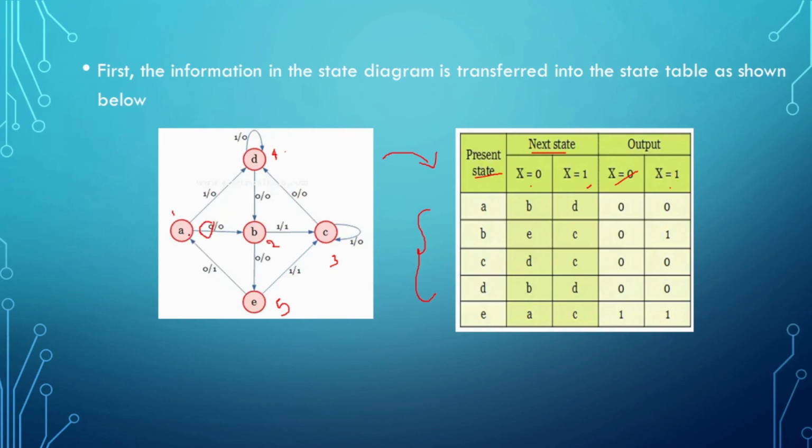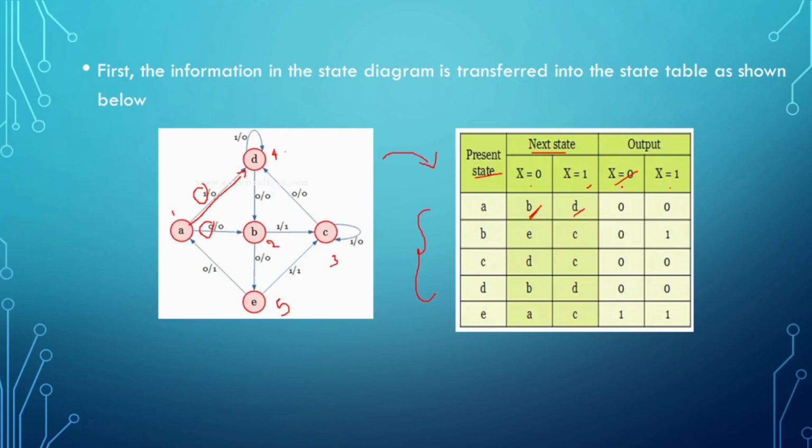What will be the next state of A? B. So you need to write here B. When input is given as 1, what will be the next state of A? See here, that is D. So you need to write here D.